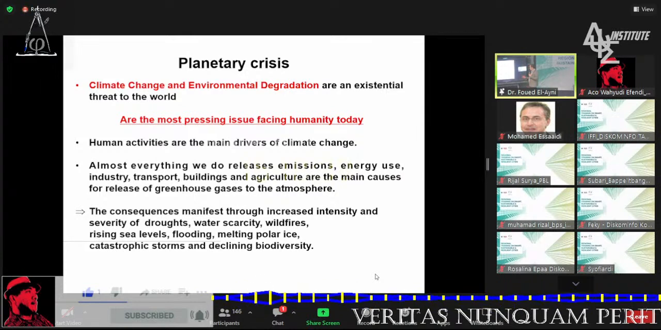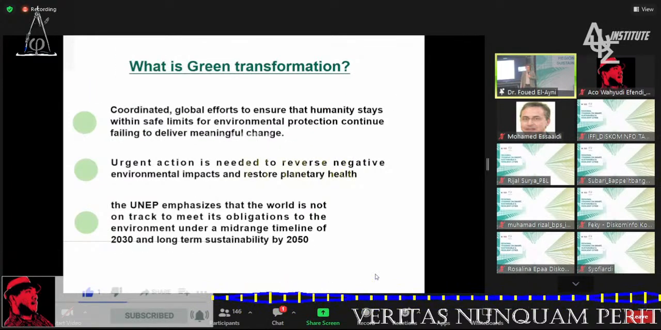The consequence manifests through increased intensity and severity of drought, water scarcity, wildfires, rising sea level, flooding, melting polar ice, catastrophic storms, and declining biodiversity. No one today can deny the effect and the impact of climate change.